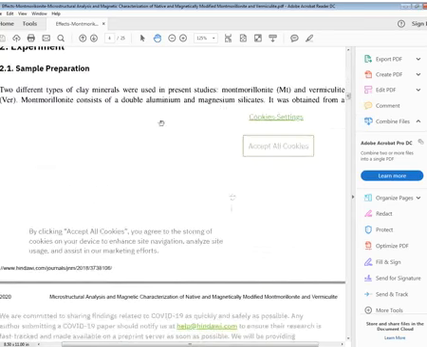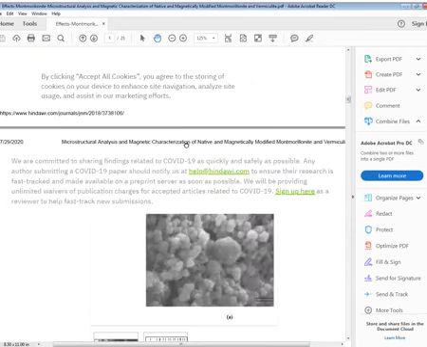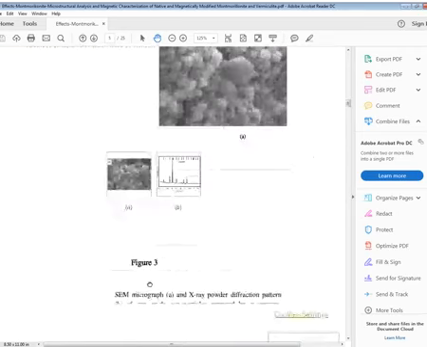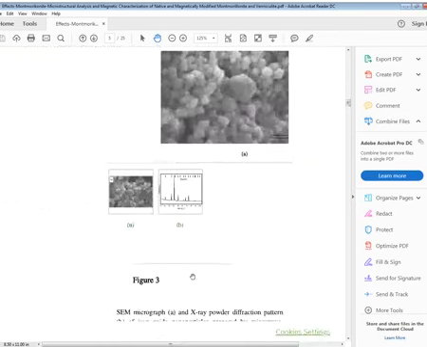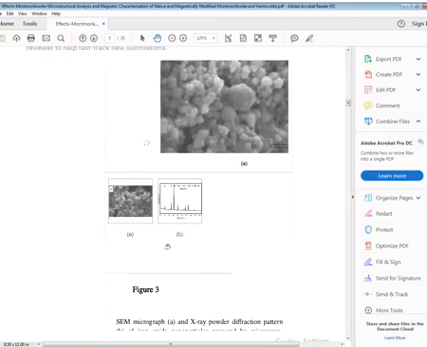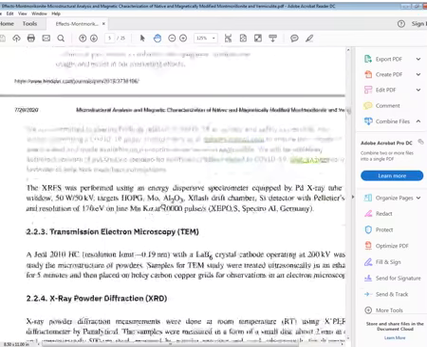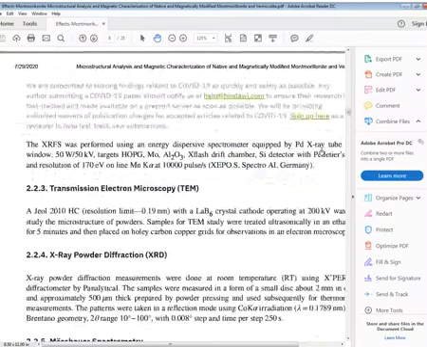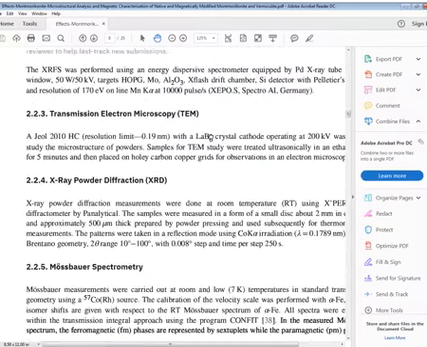Different types of minerals were used in the present studies: montmorillonite and vermiculite. Montmorillonite consists of double aluminum and magnesium silicates. See, from A, this is completely the same. Let's say here you can say. X-ray was performed using an energy dispersive X-ray tube. We also use transmission electron microscopy.